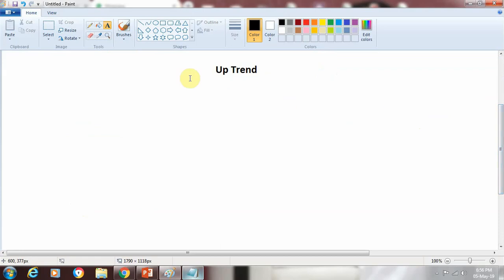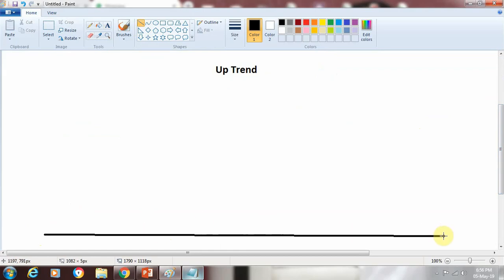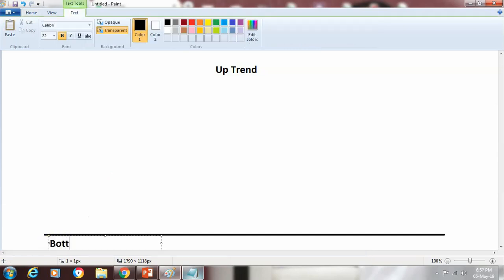So let's say this is a particular bottom in the market, right? So I'll say that this is a bottom. So let me name this as a bottom. Now the other word for bottom is demand, right? So it is a demand zone.